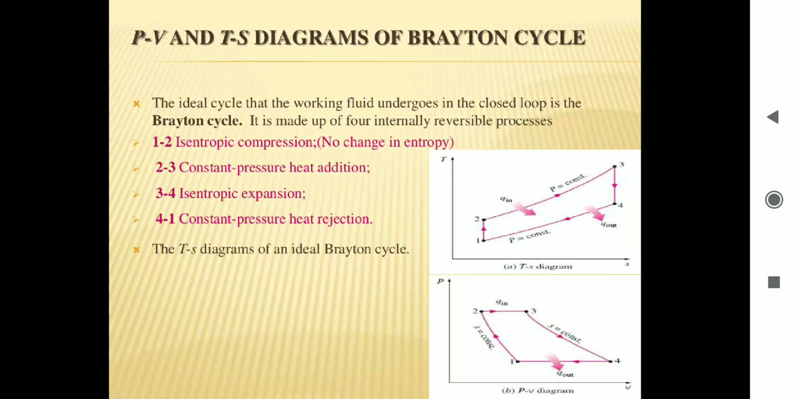Next is 3 to 4. 3 to 4 is an isentropic expansion process, when the expansion is taking place in the turbine. When the expansion is taking place, the volume increases. So in the PV diagram, you can see that 3 to 4 is an isentropic process, but the volume increases. And 4 to 1 is a constant pressure heat rejection process, right? So you can see 4 to 1 is the heat rejection process.